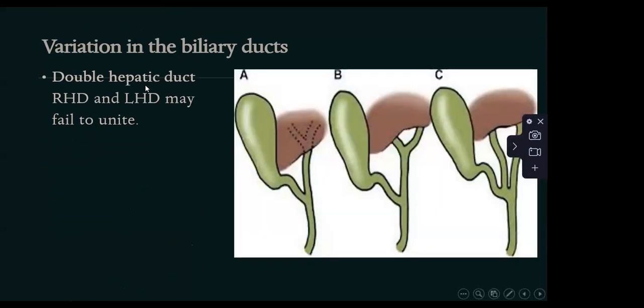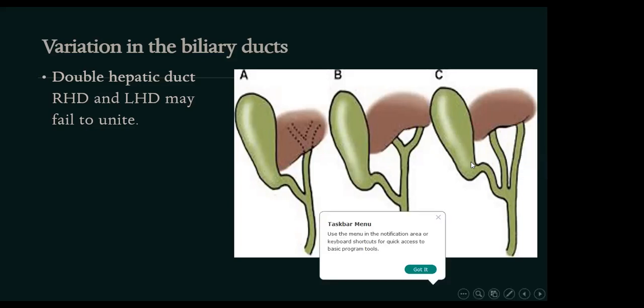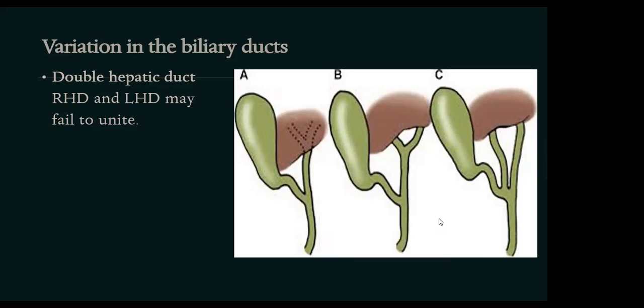We may have a double hepatic duct, where the right and left hepatic ducts may fail to unite. Here we can see the right and the left hepatic duct fail to unite and continue as separate ducts to join the cystic duct, and lastly forming the common bile duct. So here we don't have a common hepatic duct. We have two separate right and left hepatic ducts joining the cystic duct to form the common bile duct.